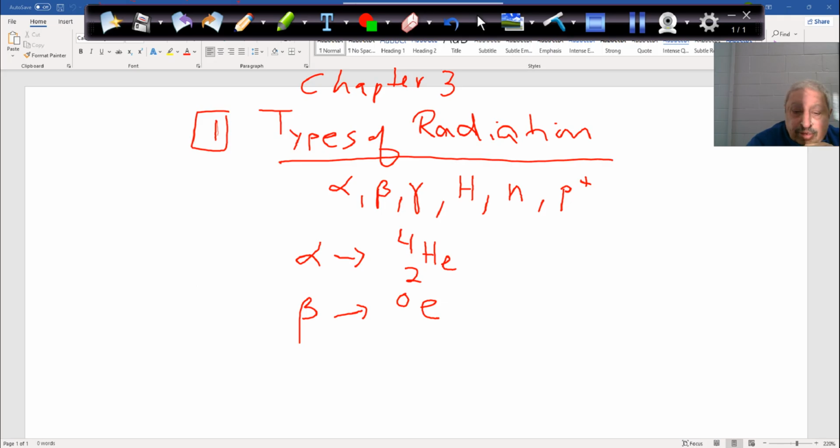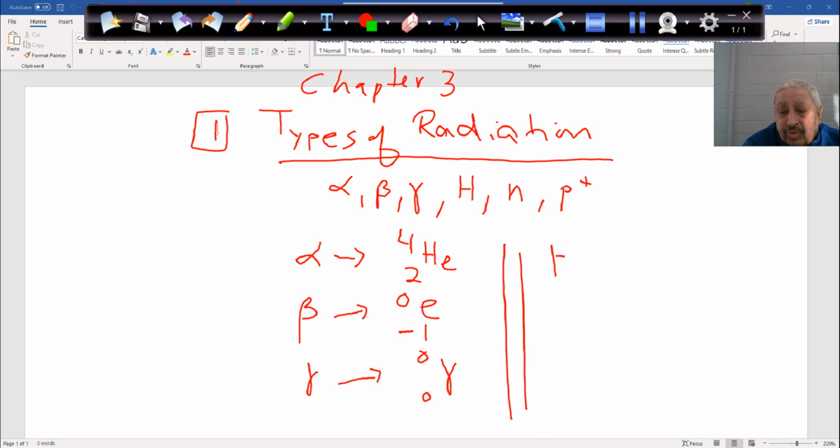The charge is -1. Gamma, on the other hand, does not have any mass, any atomic number, any charge. Okay, guys? So those are the 3. The proton here has a mass of 1, atomic number is 1. The neutron does have a mass of 1, but has no charge, it's neutral. Atomic number is 0, correct?